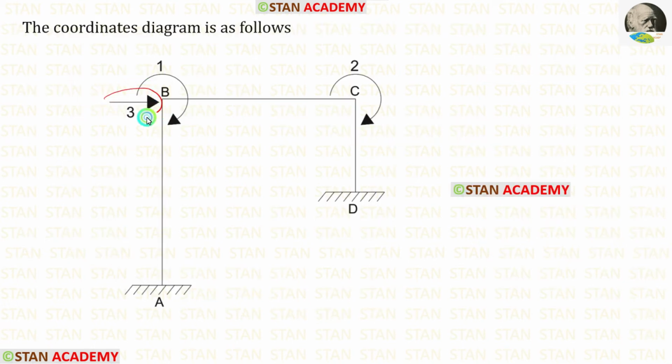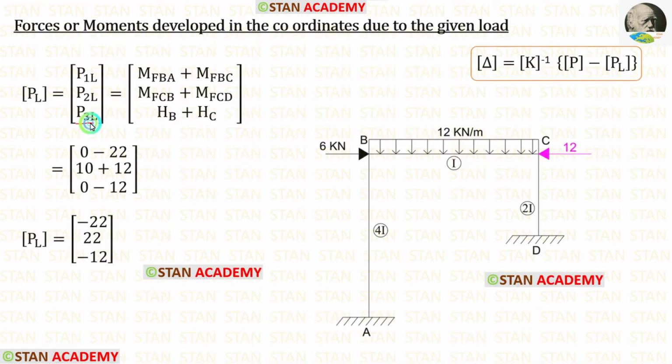Our third coordinate is the sway. To find P3L, we have to add the horizontal reactions HB and HC. We know that the horizontal reaction HB is 0. We have calculated HC. HC is acting towards the left side, but our coordinate is acting towards the right side. Since HC is acting in the opposite direction of the coordinate, we have to apply HC as negative. When we add these two values, we are getting minus 12. In this formula, we have calculated the PL matrix and P matrix. Now we are going to find the stiffness matrix.